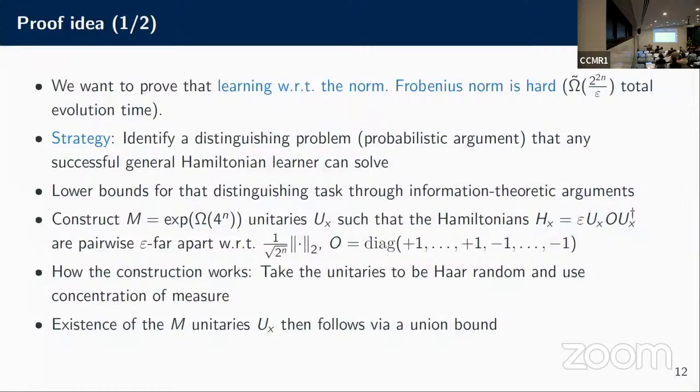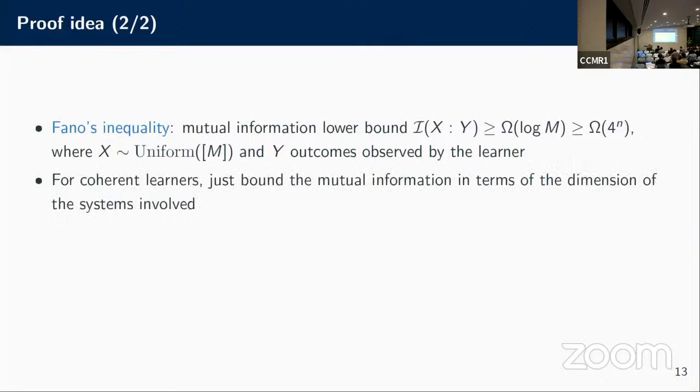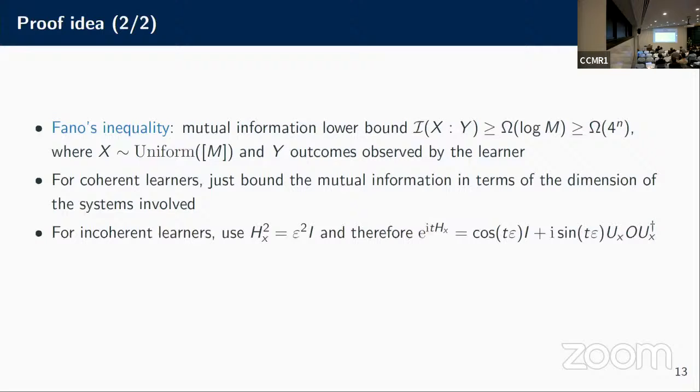So you can construct a family which is well separated, and then you can use, for example, Fano's inequality, which will tell you that the mutual information between the label of the Hamiltonian you're looking at and the thing that the learner guessed has to be big, because this family was double exponentially big, so this is still exponential. And then basically you have to bound this mutual information from above in terms of the dimension of the systems involved. Yeah, so let's skip the rest.